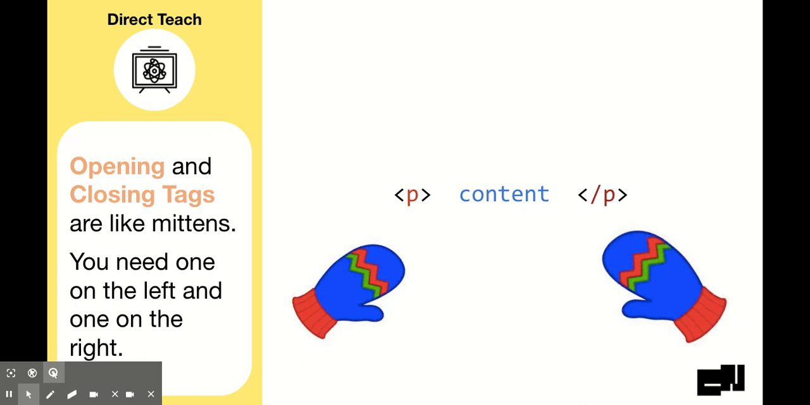To put it all together, you can think of opening and closing tags like mittens. You need one on the left and you need one on the right. Your content or your text goes in between the opening and closing tag.